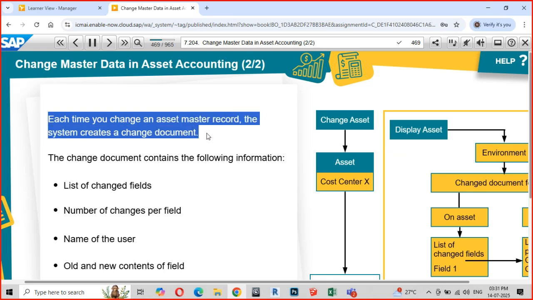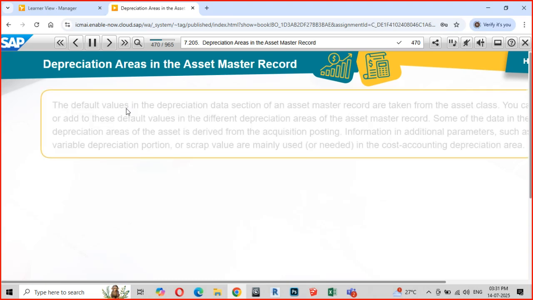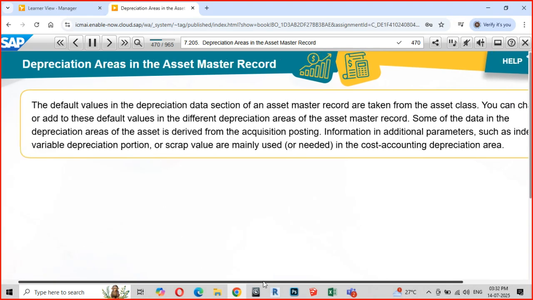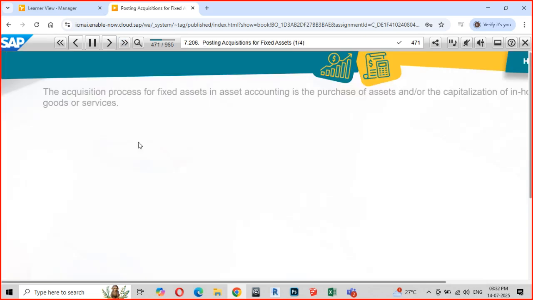Each time you change an asset master record, it is in respect of any data, not only with respect to asset masters. See, somebody wanted to have an explanation as to what are depreciation areas. You can please read them in your free time. I have already explained. Okay. If you want to have an in-depth explanation, please go through the slide. It's wonderfully designed.